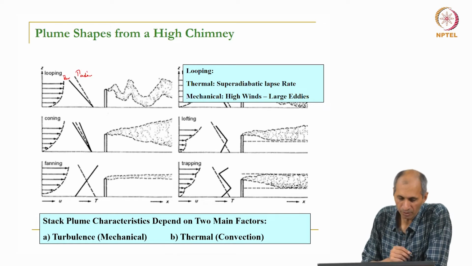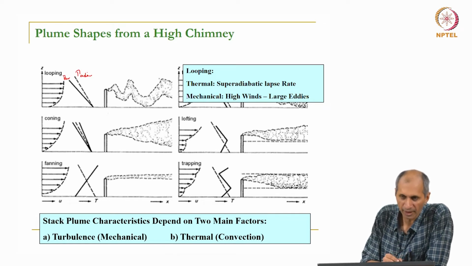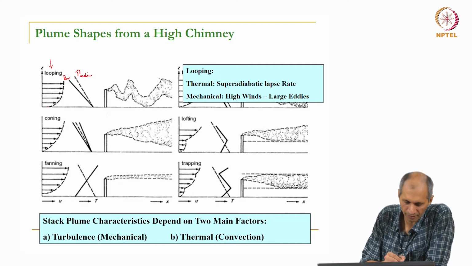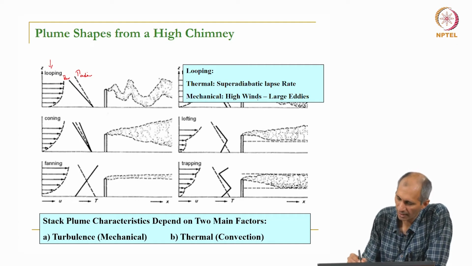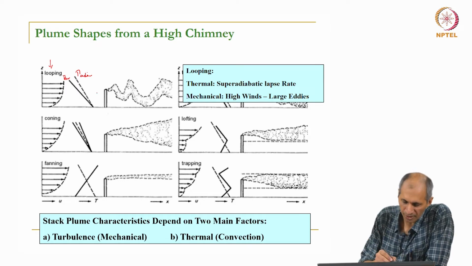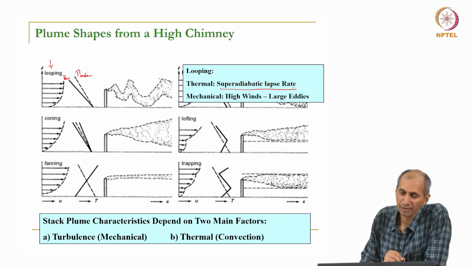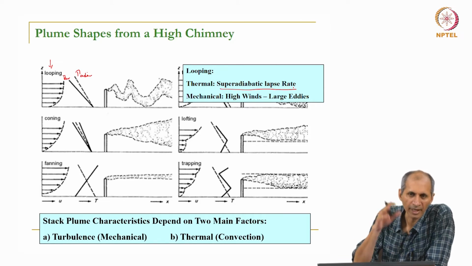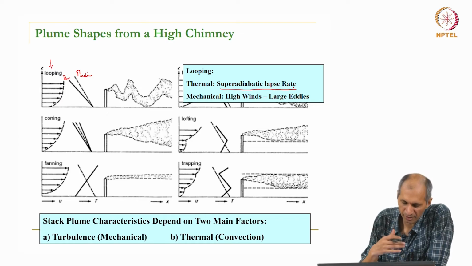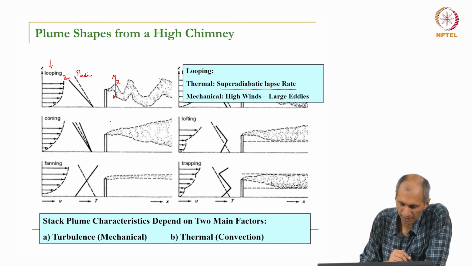Now here you can see that the wind speed is quite high. This left-hand part indicates the wind speed. So it is very high winds, large eddies. As soon as it gets out, because of the super adiabatic lapse rate, which means very unstable conditions, it is going to exaggerate wherever it is going. It will move up and down accordingly: it pushes up, goes down, goes up, goes down. The z variation of the plume is very high because of this.